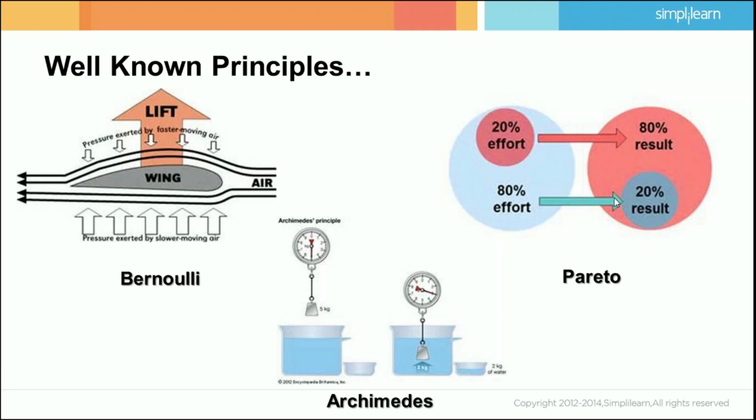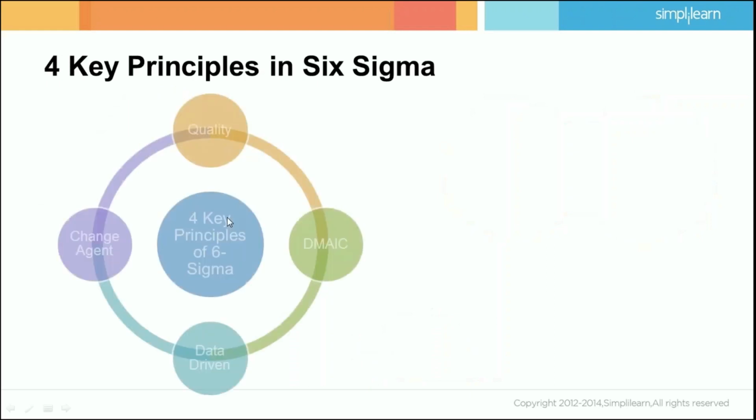Six Sigma follows a rigorous methodology known as DMAIC. DMAIC stands for Define, Measure, Analyze, Improve, and Control. Number 3, decision-making is made and is based on data and statistical analysis. And lastly, number 4, being a change agent is critical.